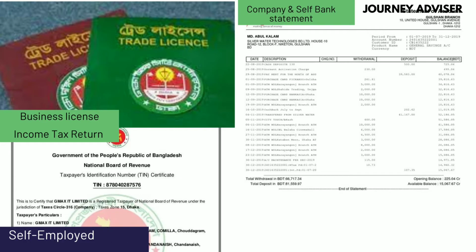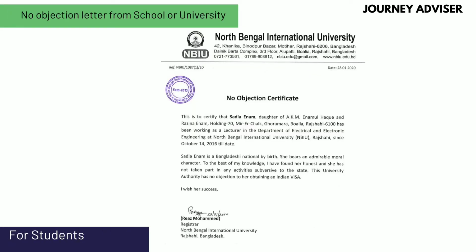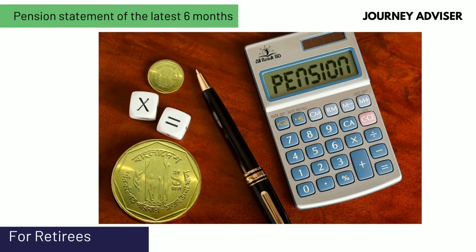For the self-employed: 1. A copy of your business license. 2. Company bank statement of the latest 6 months. 3. Income tax return, ITR. For students: 1. Proof of enrollment. 2. No objection letter from school or university. For retirees: 1. Pension statement of the latest 6 months.